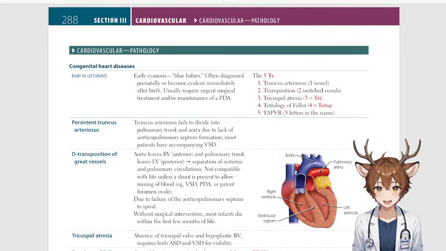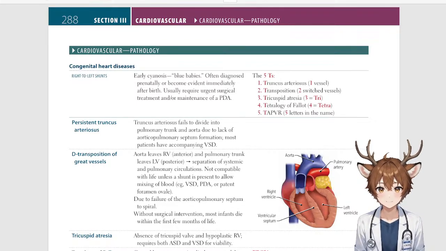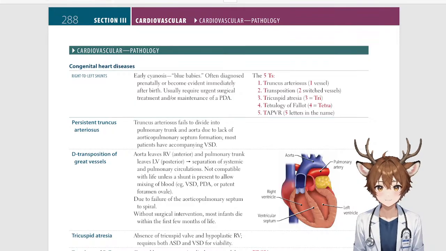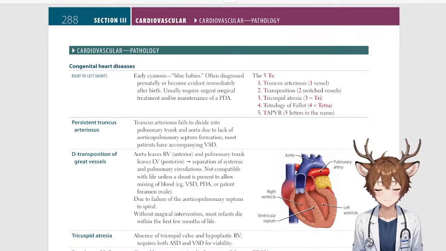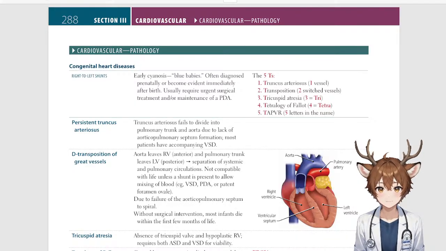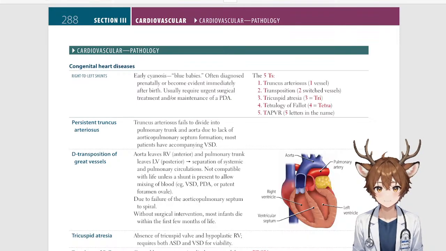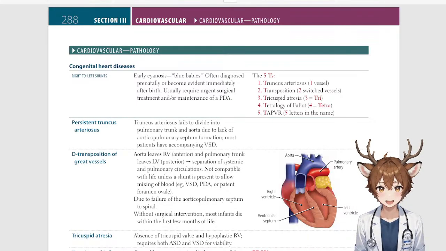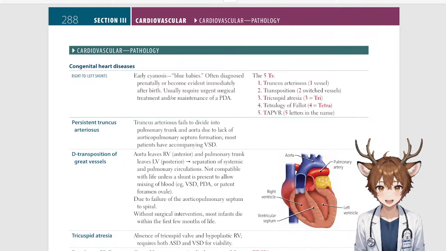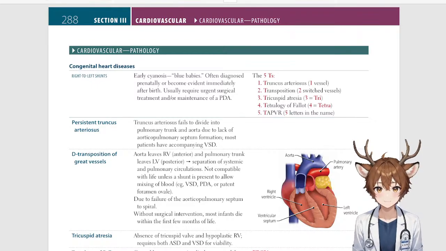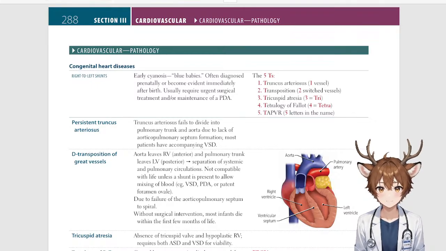The 5 T's: 1, truncus arteriosus, 1 vessel; 2, transposition, 2 switched vessels; 3, tricuspid atresia, tri; 4, tetralogy of Fallot, tetra; and then 5 is TAPVR. I'm not quite sure how you pronounce that. 5 letters in the name. So it's just kind of a way to remember it: 1 vessel, 2 switched vessels, tri, tetra, 5 letters in the name.